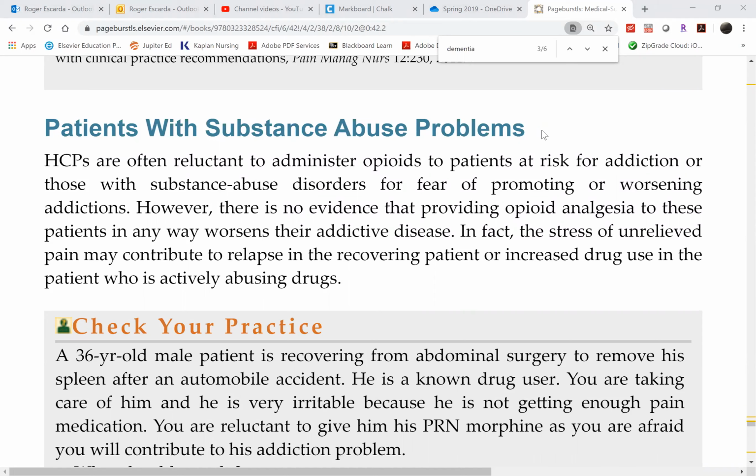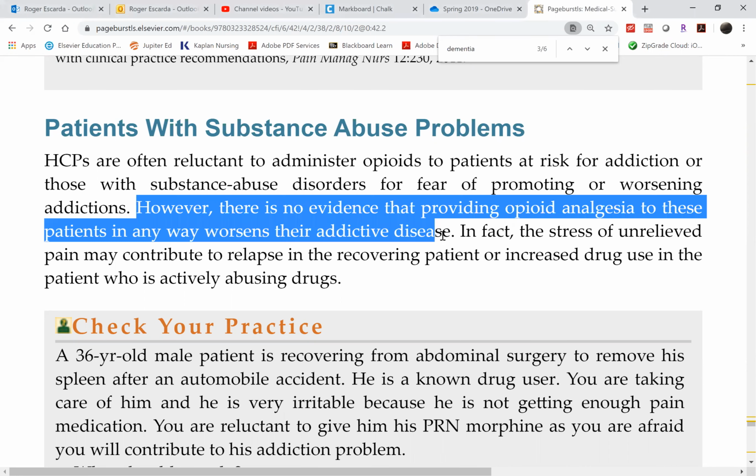Right, because according to McCaffery, pain is whatever the patient says it is. I know it's hard to accept because we can't tell whether these patients are faking it or not. But at this point, what is your duty? Give the pain medication. Right. Sadly, yeah, that's all we can do.